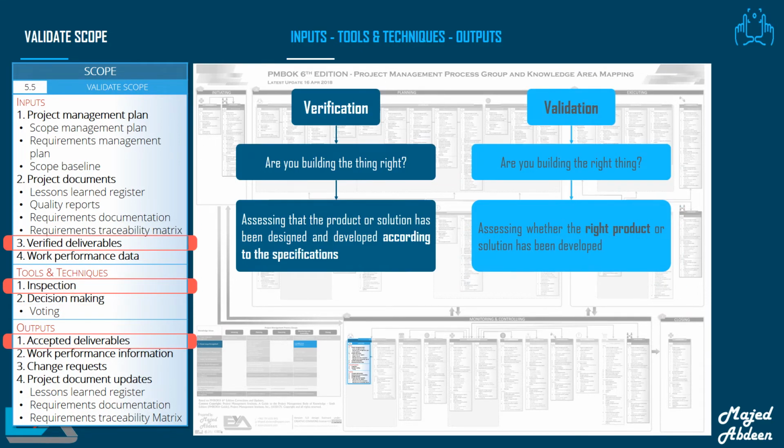What's the difference between the two terms, verification and validation? We can explain verification through asking, are you building the thing right? And validation by asking, are you building the right thing? Building the right thing refers back to the user's needs, while building it right checks that the specifications are correctly implemented. Remember that verified deliverables are project deliverables that are completed and checked for correctness through the control quality process.